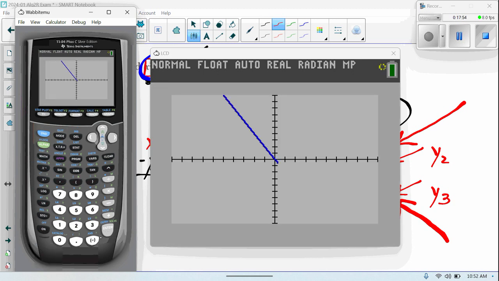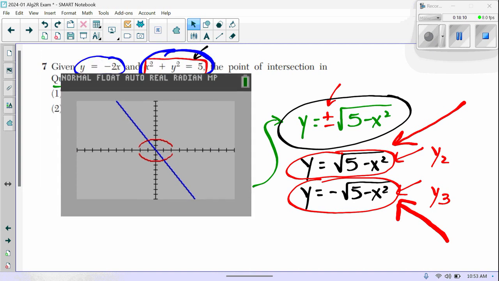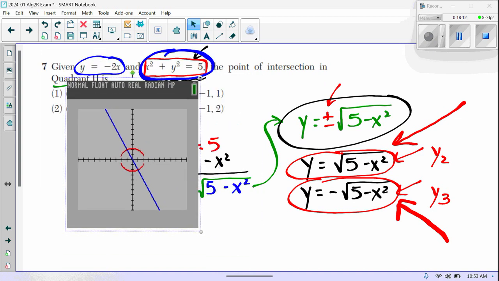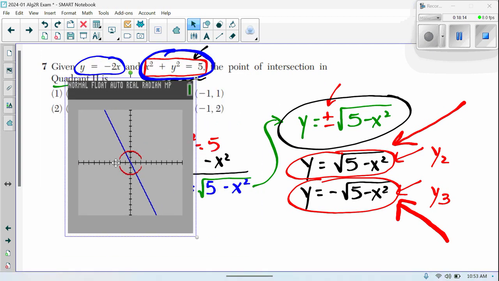Here's my negative 2x. And here's my circle, the top half, and there's the bottom half. There you go. Now keep in mind, this doesn't look like a circle because this is shaped like a television. It's wider than it is tall. But if I were to make this window into a square, now look at my circle right there. Now it looks like a real circle.